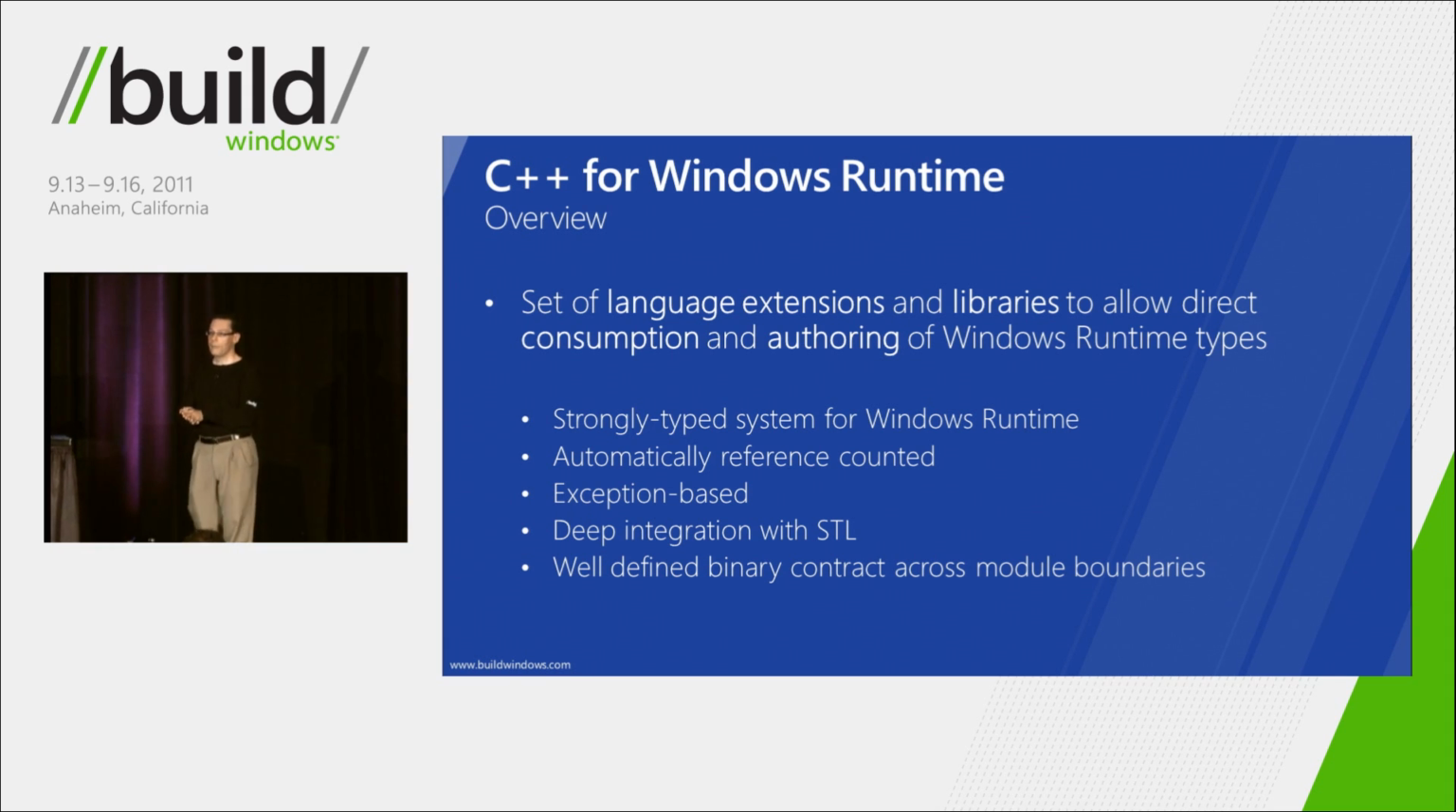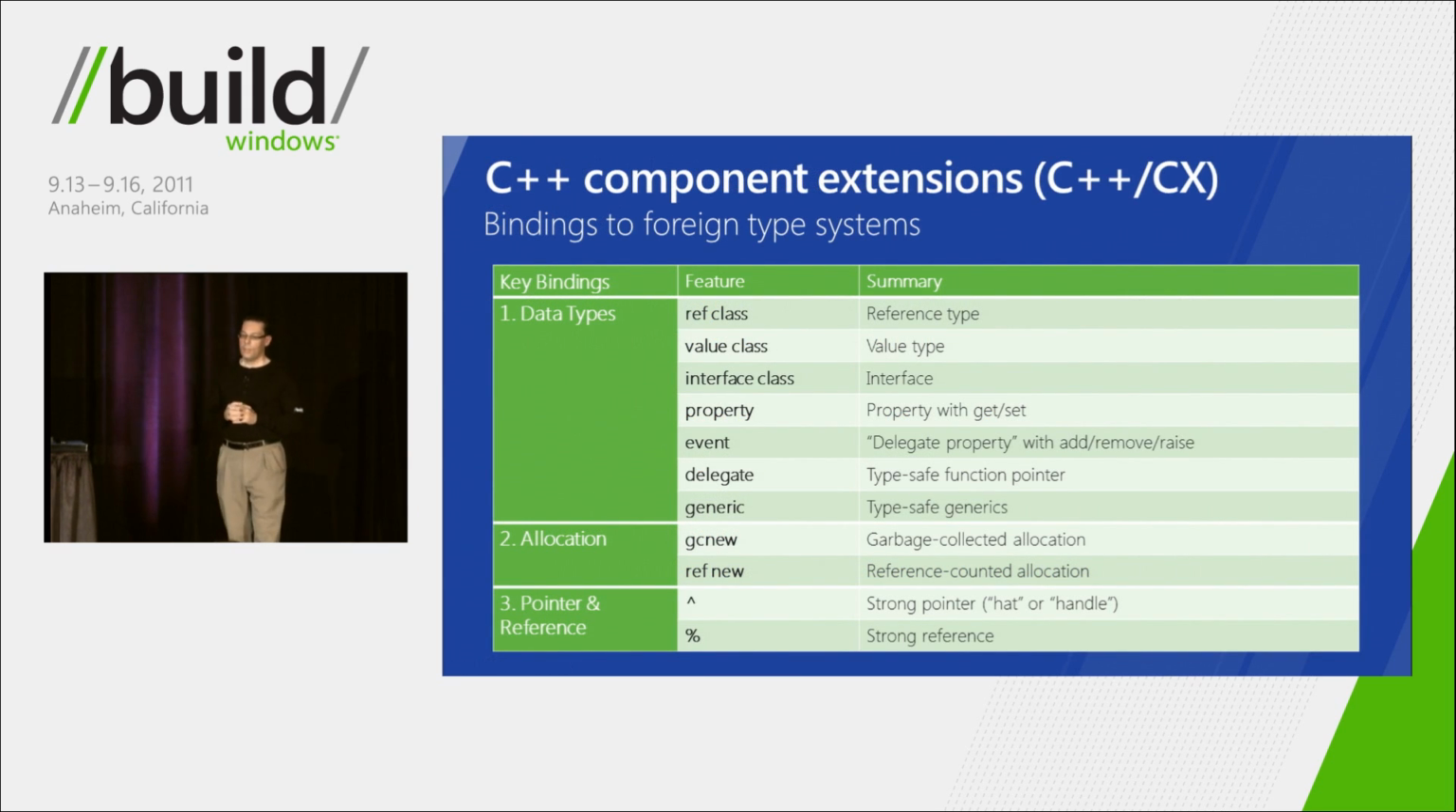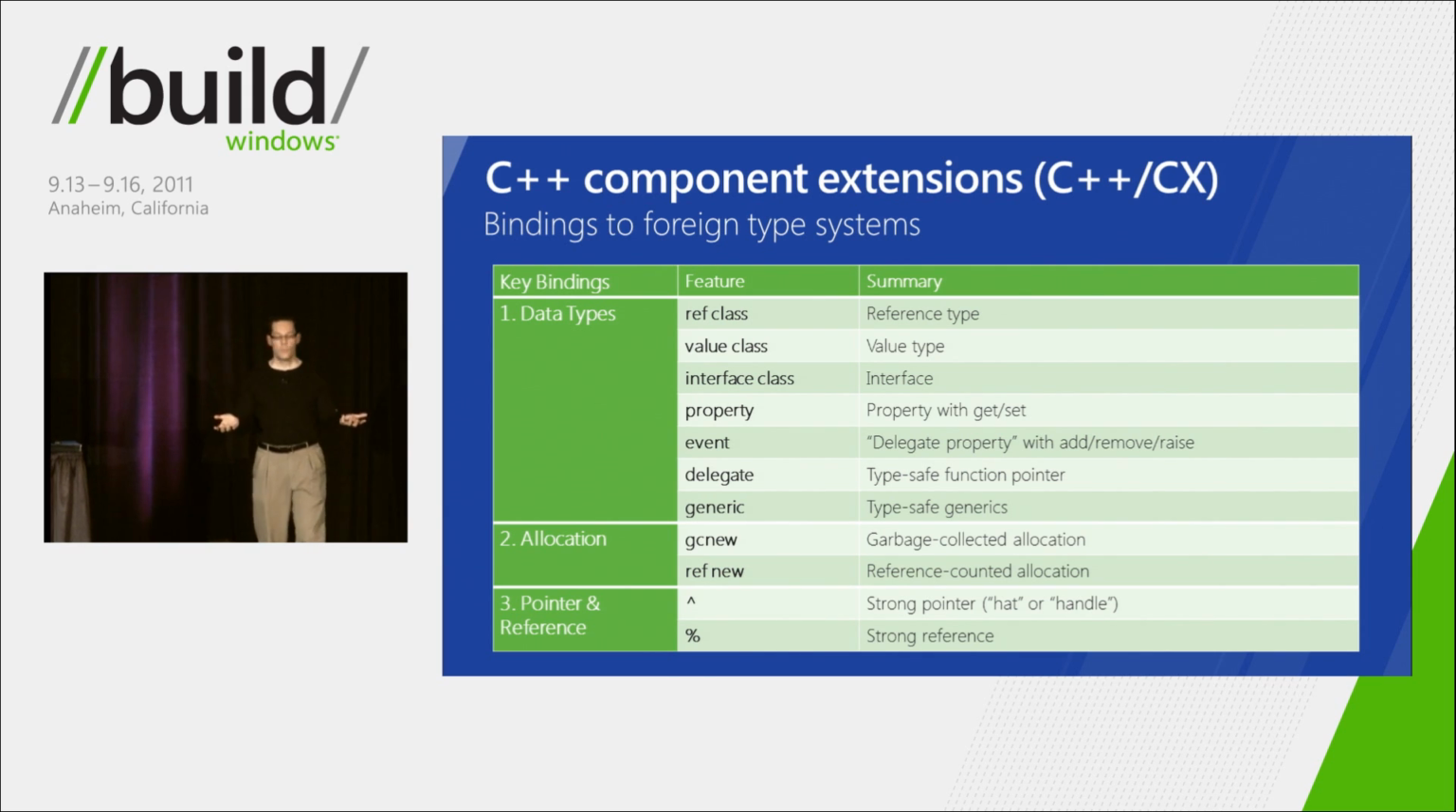Everything's automatically reference counted. It's exception-based, deeply integrated with the STL, and all of this in an ABI-safe, module boundary-safe environment. What does that mean? To the language, what it means is that we've had to extend in 3 key areas. So when we took a look at this, we did not just decide to clone something we did before. We actually took a fresh start and said, okay, here's this new WinRT thing. It's its own new thing. How are we going to be able to express that, consume it and author it in the C++ language with extensions that are as clean and minimal as possible?